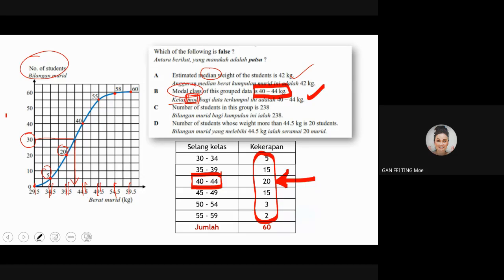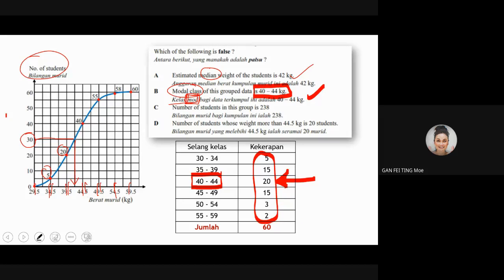I go to C. The number of students in this group is 238. Do you agree? You agree or not? The total number of students in this observation is 238. No. So how many should it be? Yes, it should be 60. Wait, let me check one first. Go back.